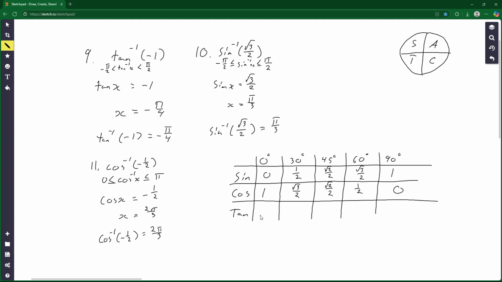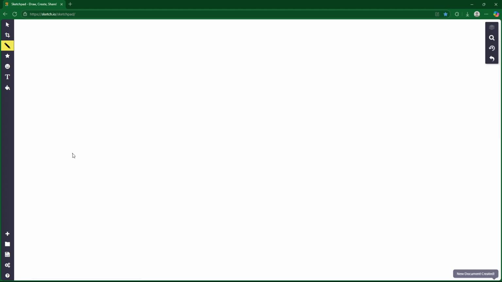Tangent is a little bit more different. At 0, it is 0. At 30 degrees, it is root 3 over 3. 45 degrees, it is 1. At 60 degrees, it is root 3. And then at 90 degrees, it is undefined. If you memorize this table, a lot of trigonometry becomes really easy to understand, and you can do a majority of it in your head. Anyway, on to the next one.